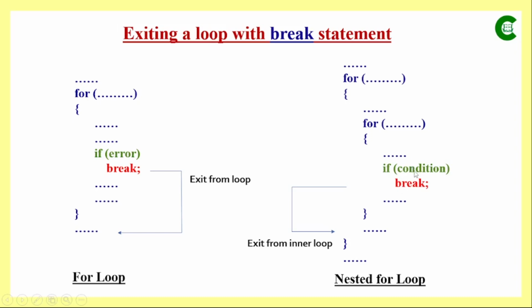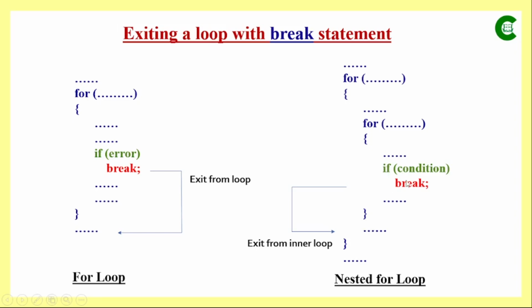So whenever this condition is satisfied, this break statement will be executed and the control will come out of the loop. But which loop? Since this break statement is part of the inner loop, the control will come out of the inner loop, and next it will execute this line, whatever is written here, as per the logic.